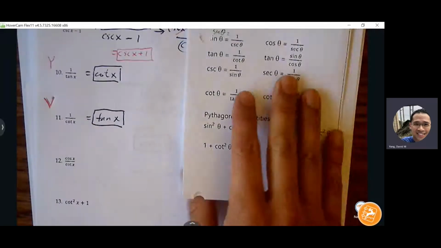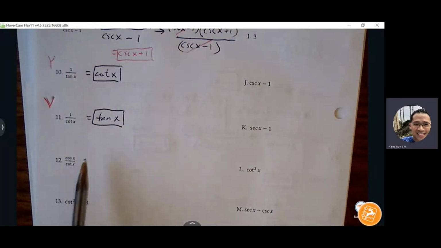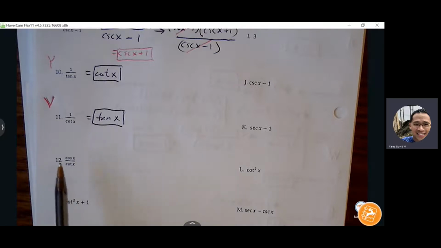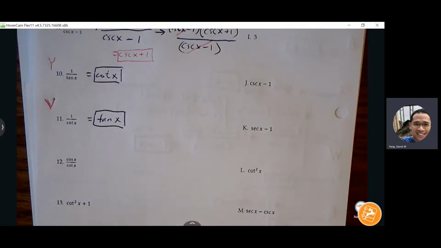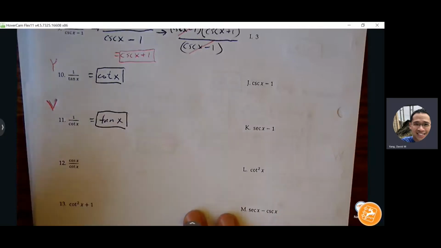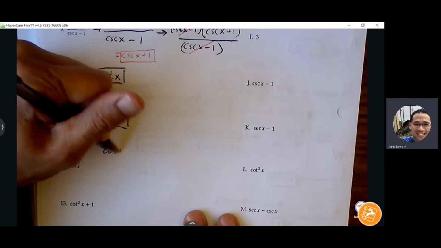Okay, number 12, cosine over cotangent of x. Typically, if I'm trying to figure out how to reduce between trig functions, I'm thinking, how can I get everything in terms of sine and cosine? I know that everything that is not sine and cosine can be converted. So the cosine is already simplified in terms of our trig function. It's the cotangent that we can get to a different form. How can we represent cotangent? Yeah.